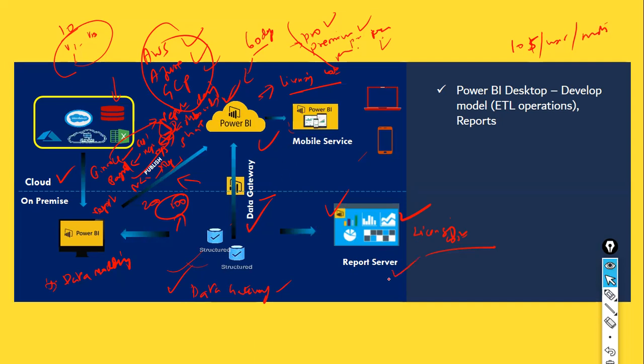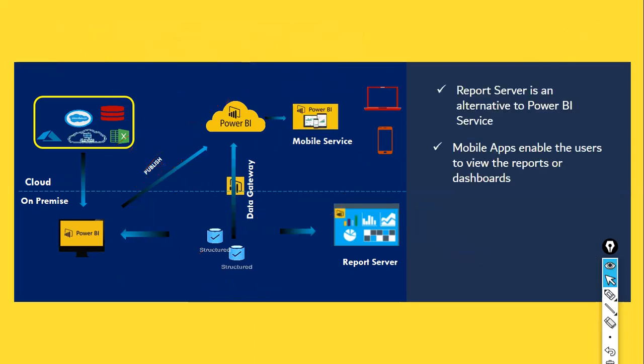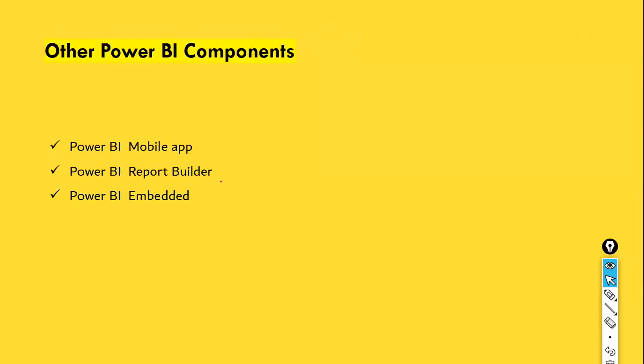Apart from report server, you have something called report builder. The report server is different from report builder. So what is the report builder? Even the report builder involves a licensing cost, using which you can develop paginated reports. Paginated reports are basically pixel perfect reports. The Power BI report builder, using which you can generate pixel perfect reports.